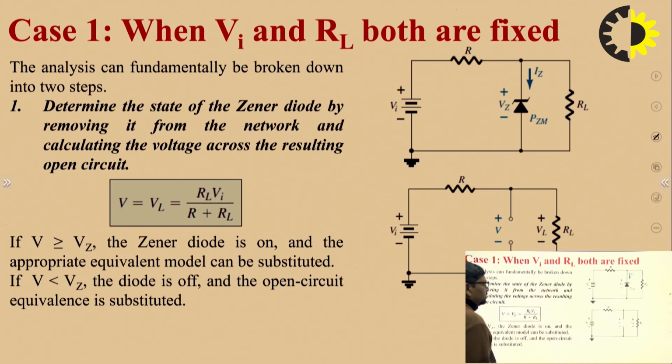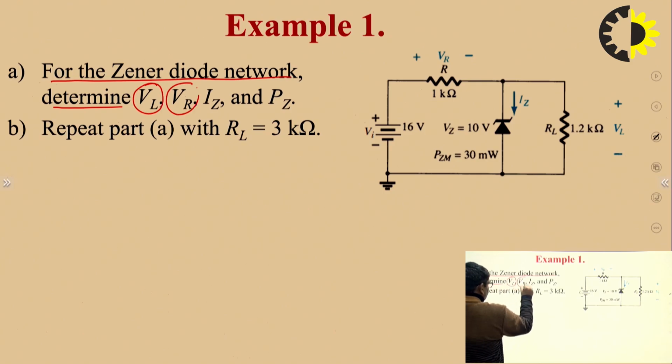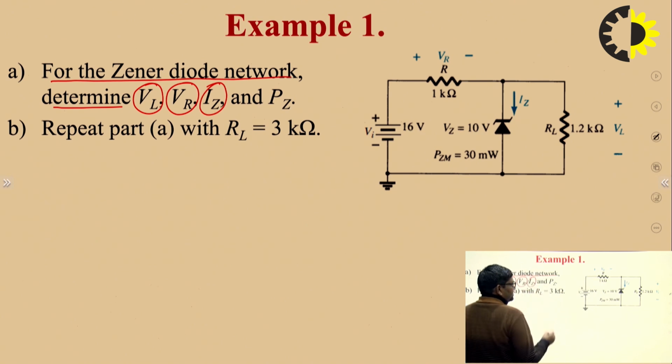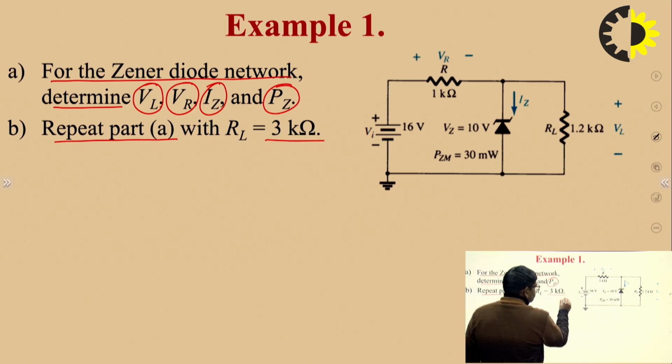Let me take some examples. This is a very simple example. For the Zener diode network, determine the load voltage across the resistance R, IZ, which is the Zener current, and PZ, which is the Zener power dissipated by this Zener diode. And repeat part A with RL equal to 3 kilo ohm.